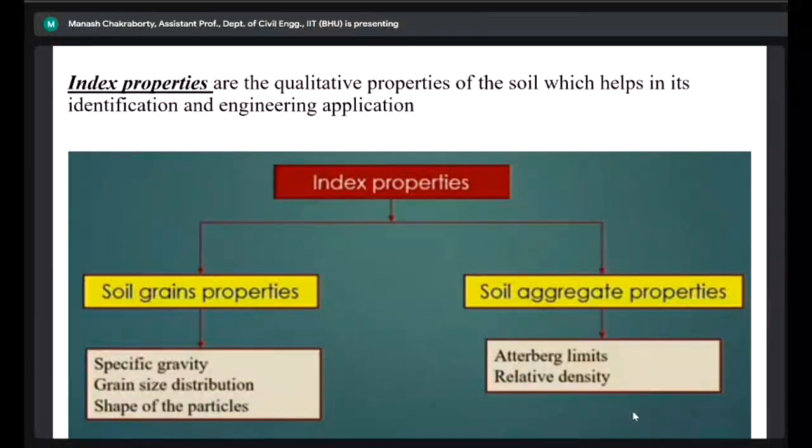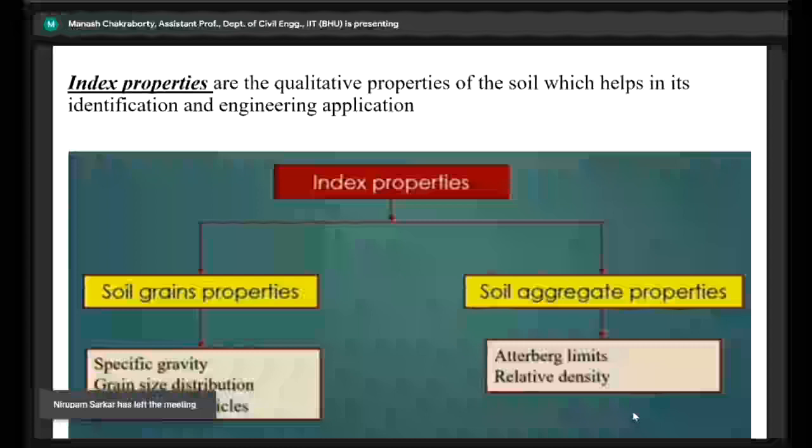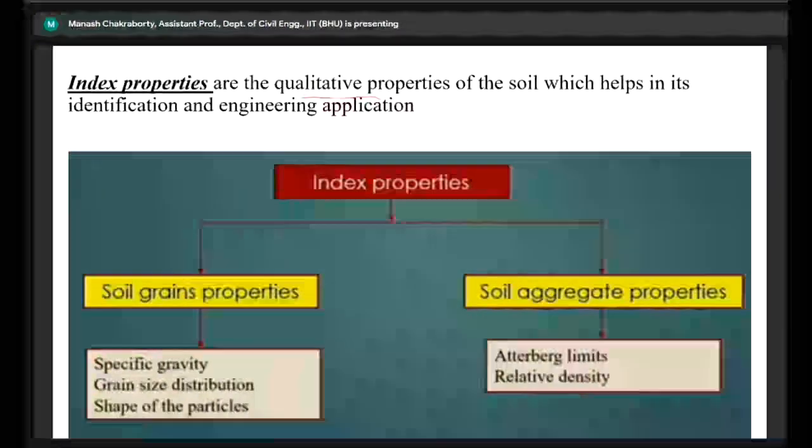So in index properties, we have soil grain properties as well as soil aggregate properties. In soil grain properties, it's all about how the size of the particles, the shape of the particles, and the arrangement of the particles dictate the soil behavior. I'm again emphasizing this word, qualitative behavior, right?